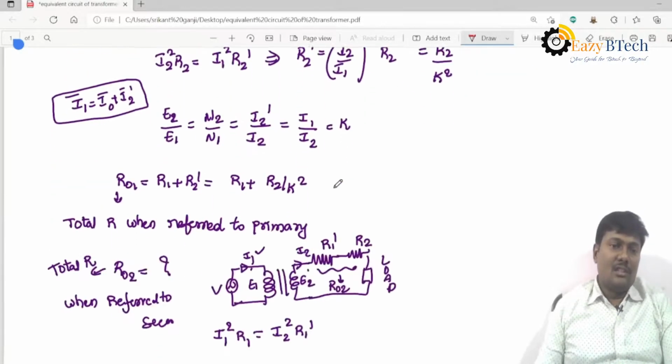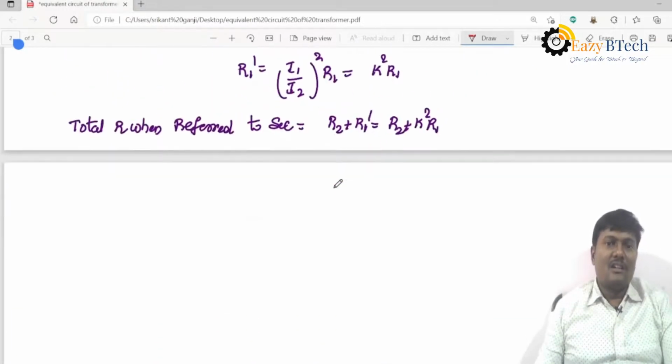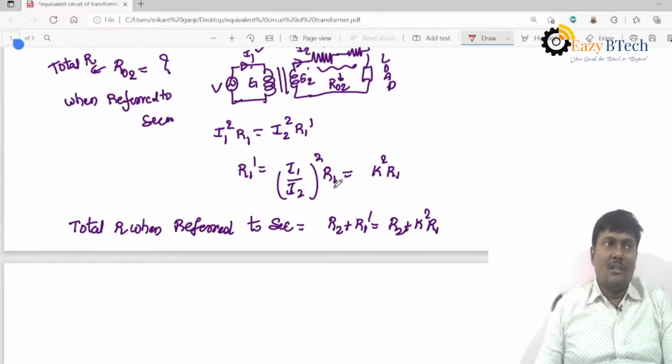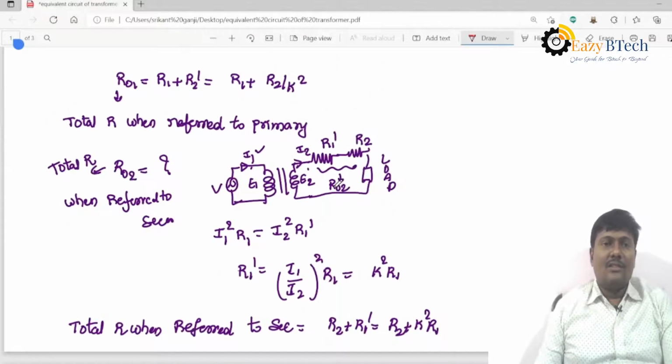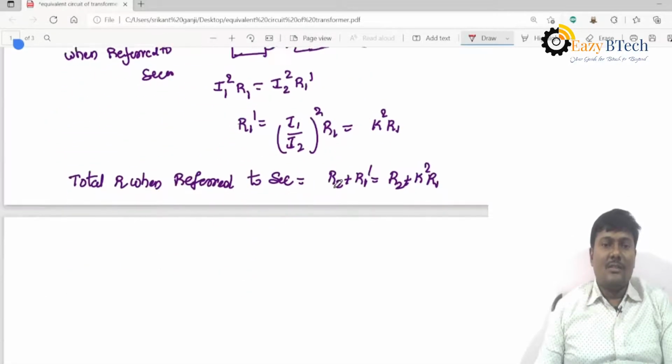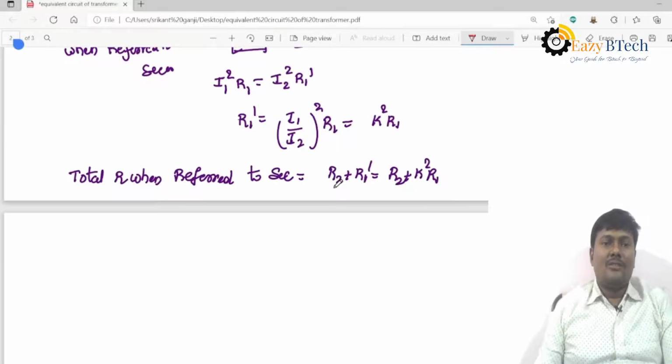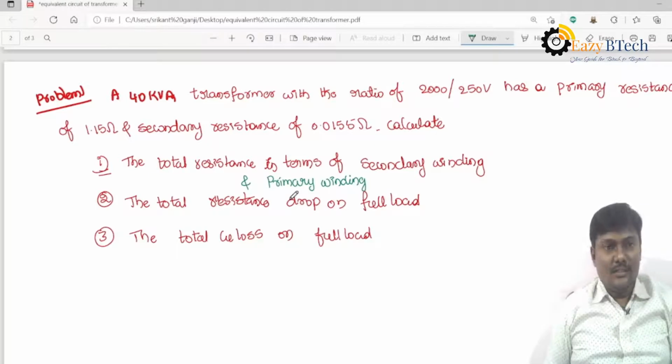And this is the total resistance when referred to primary, R01, which is equal to R1 plus R2 dash, that is R1 plus R2 by K square. The total resistance when referred to secondary is R2 plus R1 dash, that should be equal to R2 plus K square R1. In this lecture I will solve the most repeated problem on equivalent resistance when referred to primary and when referred to secondary.